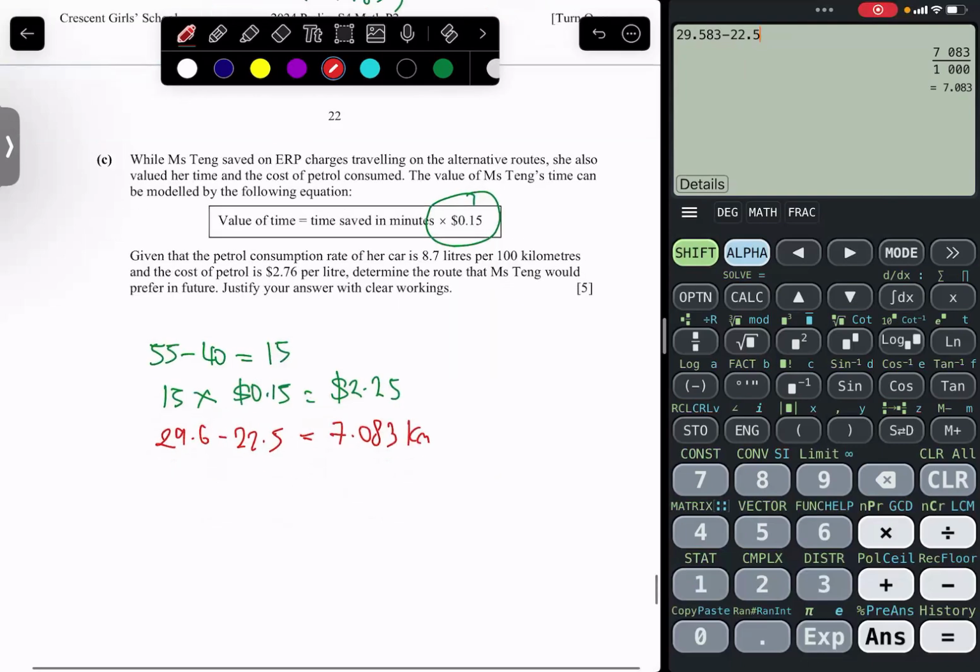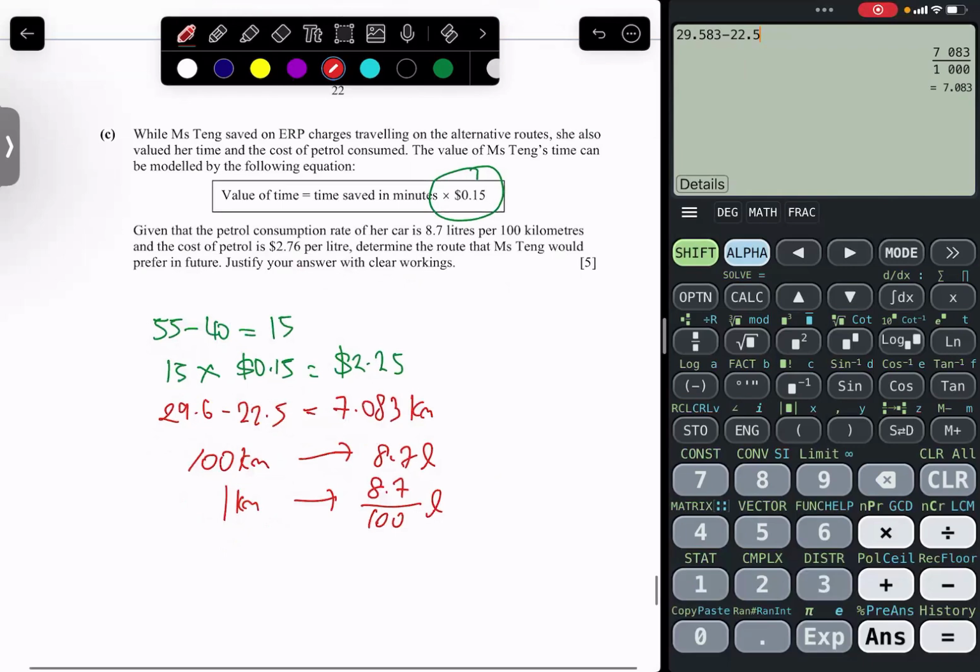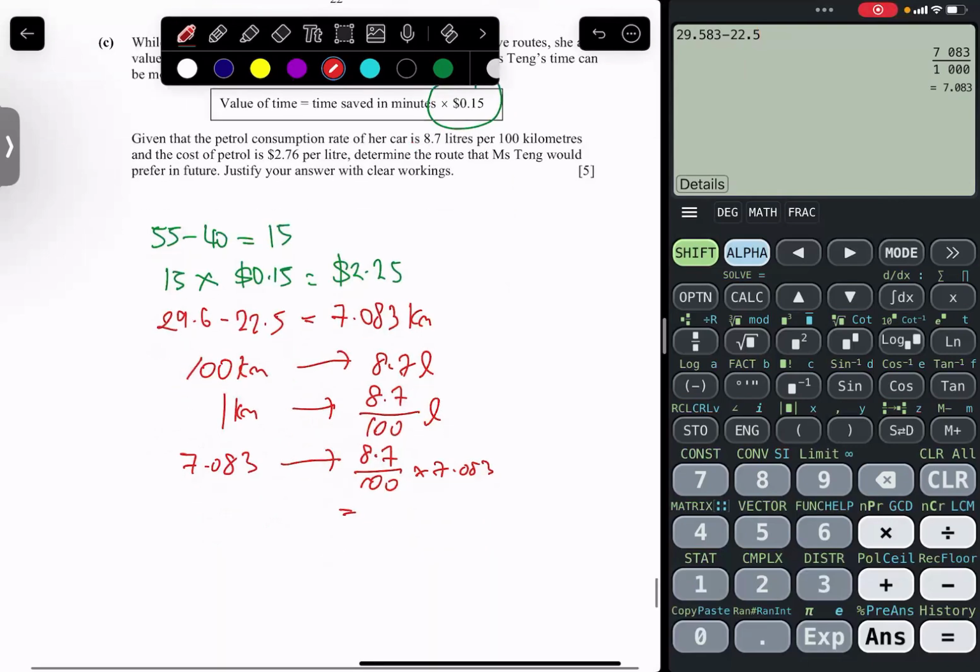And the thing is, with every 100 kilometers it will take 8.7 liters of petrol. So 1 kilometer will take 8.7 divided by 100 liters. So 7.083 would be 8.7 over 100 multiplied by 7.083. Okay, so she will actually use 0.616 liters.